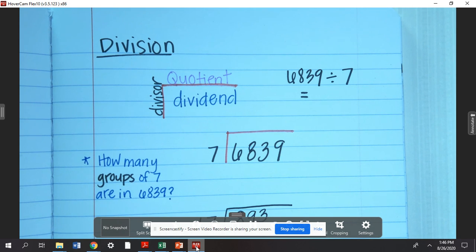Okay, fifth grade, welcome back. So today we are going to look at division. You did some practice last week with one-digit divisors and four-digit dividends. So we're going to look at some notes for today.